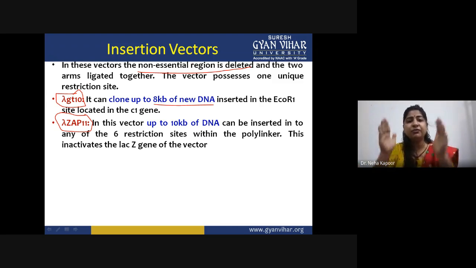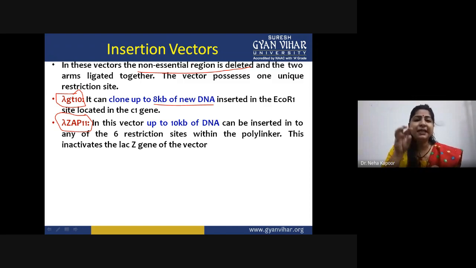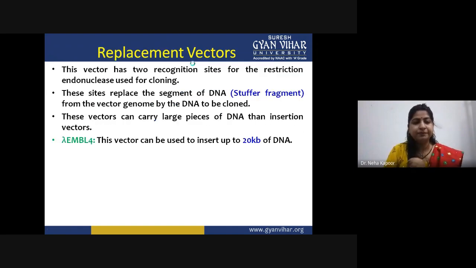Polylinker region means a region in which many restriction enzyme recognition sites are present, and we can use this polylinker region by the inactivation of the lacZ gene of the vector. Another type of vector is the replacement vector.